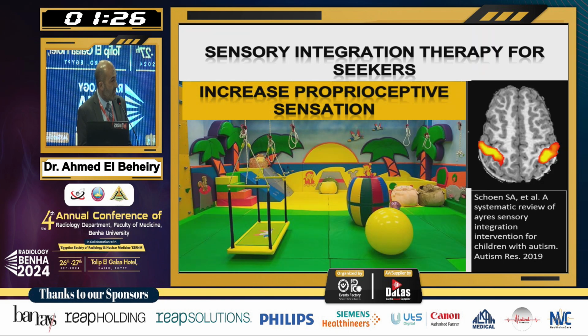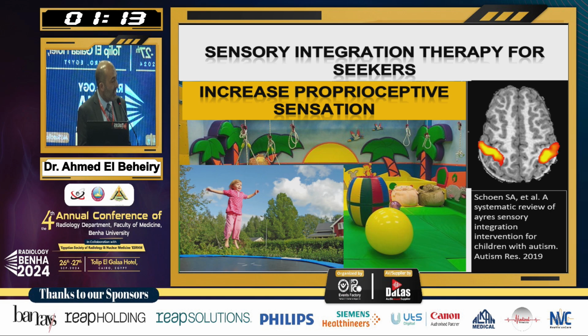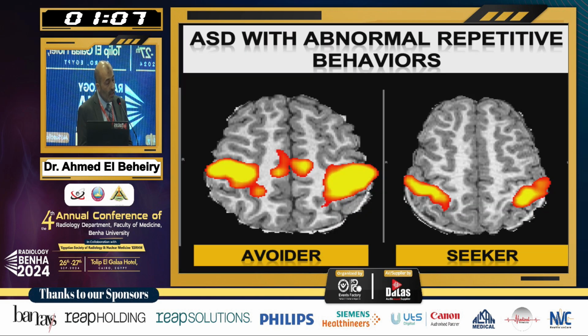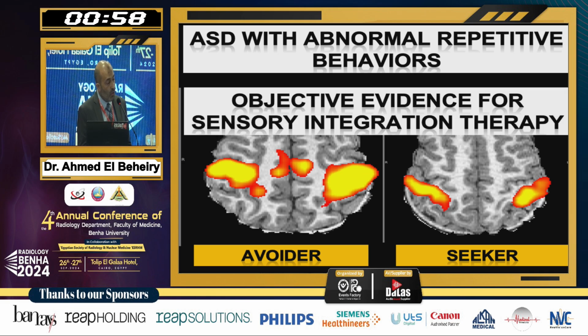Based on resting state fMRI and its diagnosis, the sensory integration therapy here was different. It was aiming at increasing the proprioceptive sensation, increasing the colors of the surrounding of this child, and indulging him in activities in order to increase his vestibular input. So again, resting state diagnosed the first child as avoider and the second child as seeker sensory processing disorder, which gave objective evidence for sensory integration therapy.